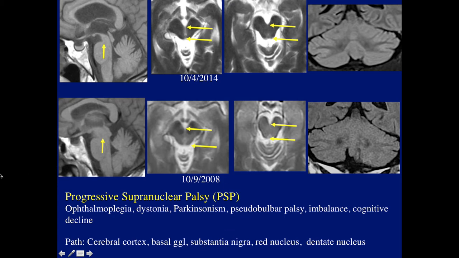Again, notice, although it's a little bit off-center, the thickness of the isthmus here compared to 6 years later, where it has this so-called hummingbird type appearance, where it's much narrower. And also by measurement, I could tell that this was much less in length compared to what it was 6 years earlier. And also there may be some changes, less prominence of the dentate nuclei.